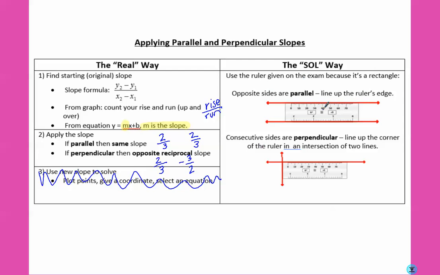The other way is to use your ruler, because it's a rectangle. So the opposite sides are parallel and the corners are perpendicular. So using the corner will help you find a perpendicular line, and using opposite sides can help you find a parallel line. So let's see how that can help.